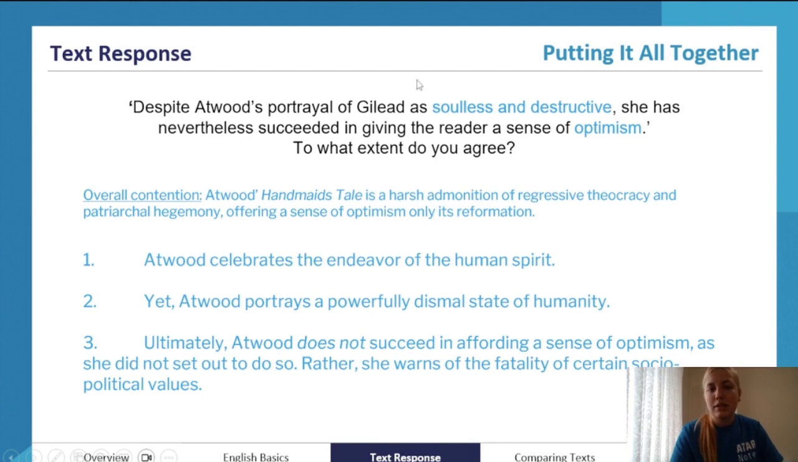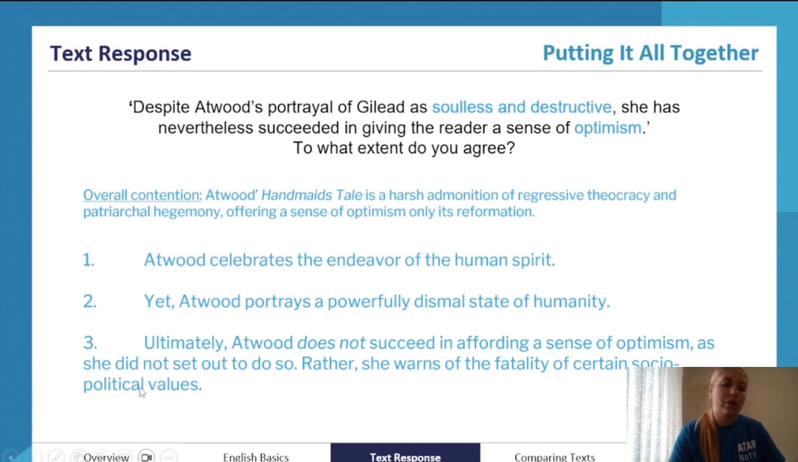Because remember, we said that character based prompts should still be arguments around ideas rather than specific characters. So we're not going to write Atwood shows that Gilead is not so bad. However, Atwood shows that Gilead is bad. We need to make these more broad and include other characters as well, not just Gilead, as examples in our discussion.